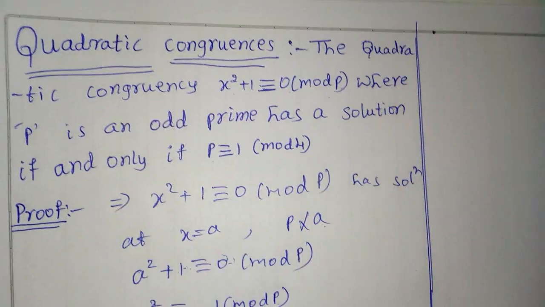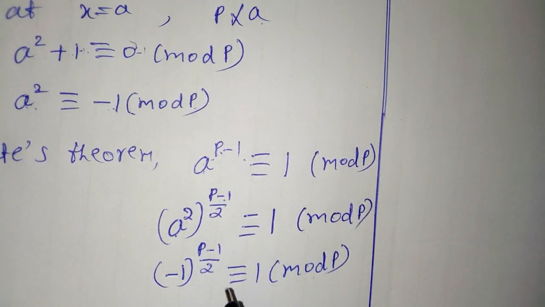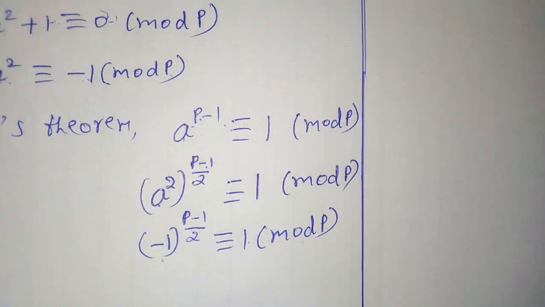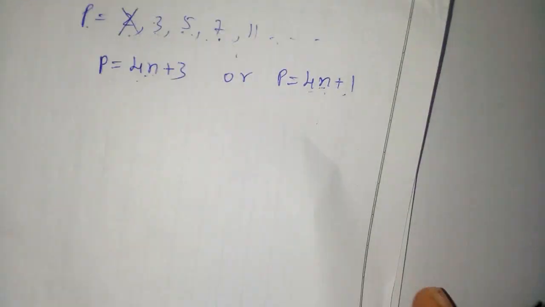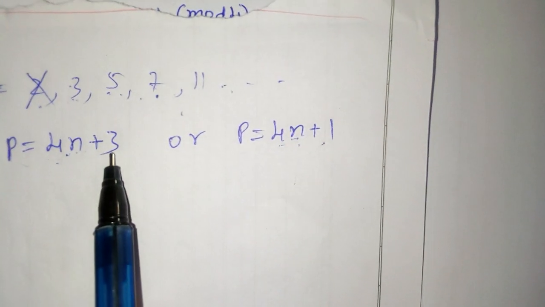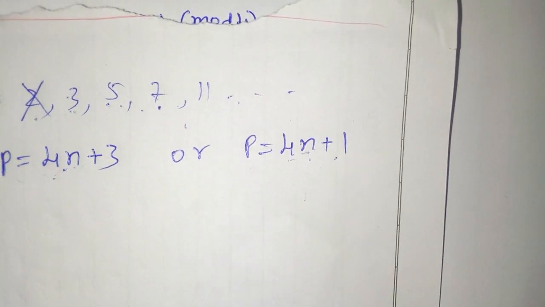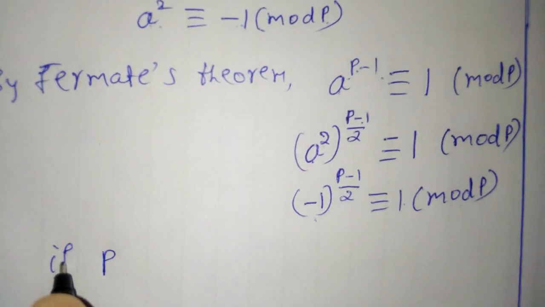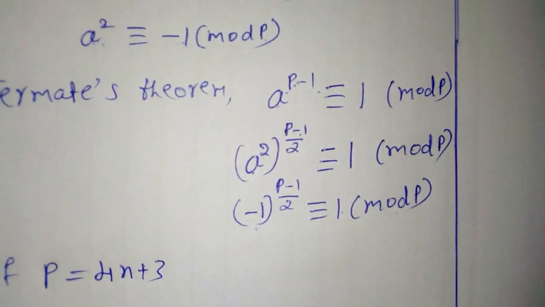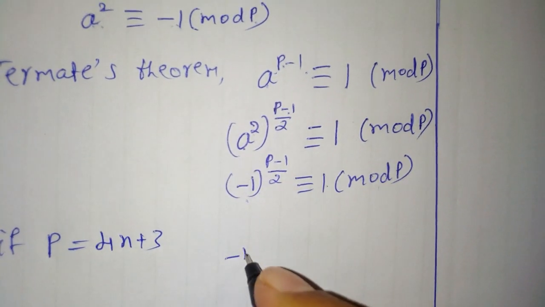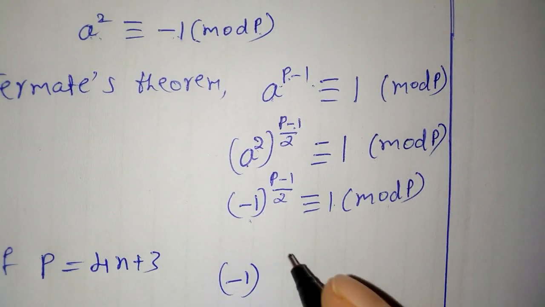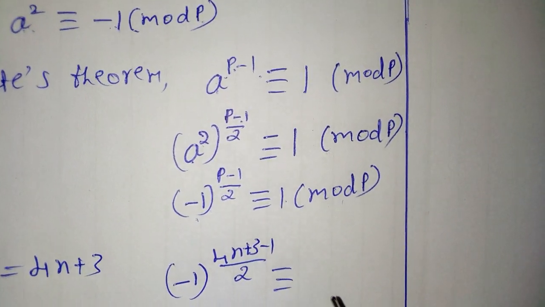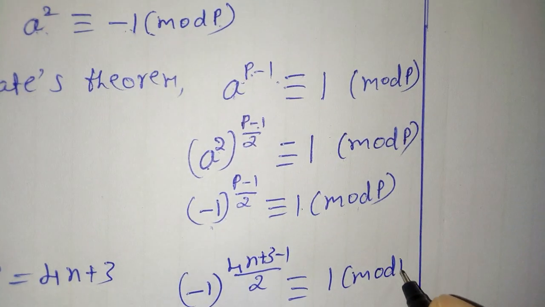We have to check which representation, either 4n plus 3 or 4n plus 1, satisfies this congruence. If p is equal to 4n plus 3, then what does it become? Minus 1 raised to, in place of p, 4n plus 3 minus 1, divided by 2, is congruent to 1 mod p.